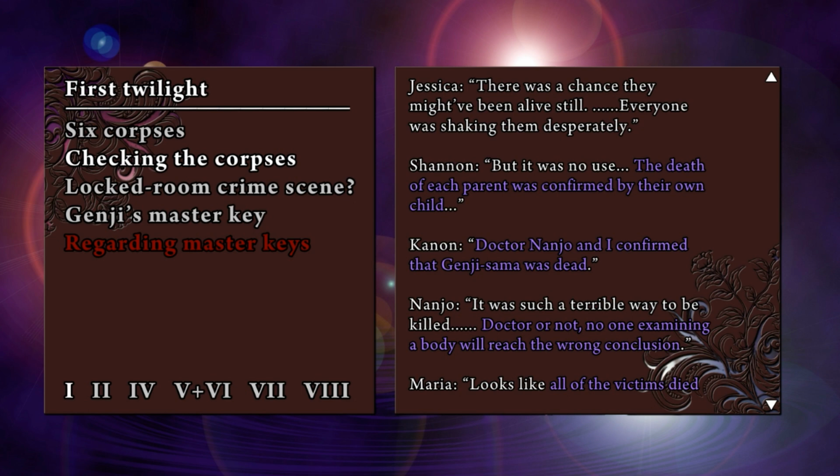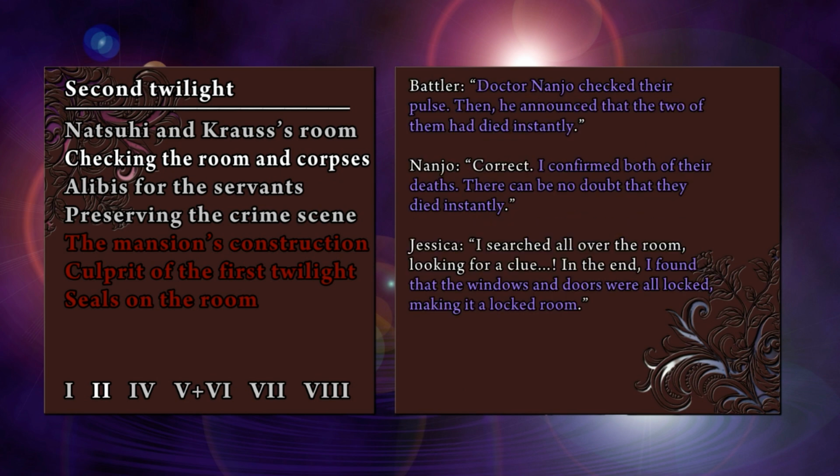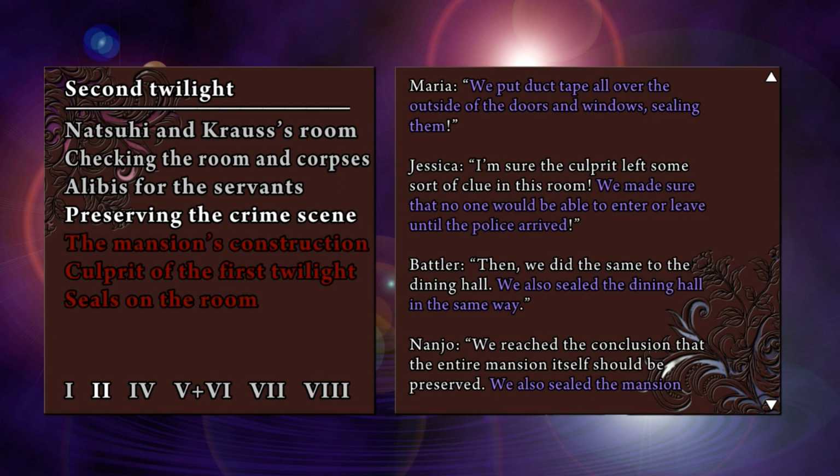And should I think about Kraus and Nazi as well? Hold on, in the second Twilight, Madame's roof unlocked the door, Kraus summoned Nazi, they sprayed. Dr. Nanjo checked their pulse, he announced that two of them had died, confirmed both their deaths. Jessica, I found that the windows and doors were all locked, making it a locked room. So it's not the same case as the first Twilight where the child confirmed their deaths. Jessica didn't confirm their death, so I don't know if I should include her, to be quite honest.